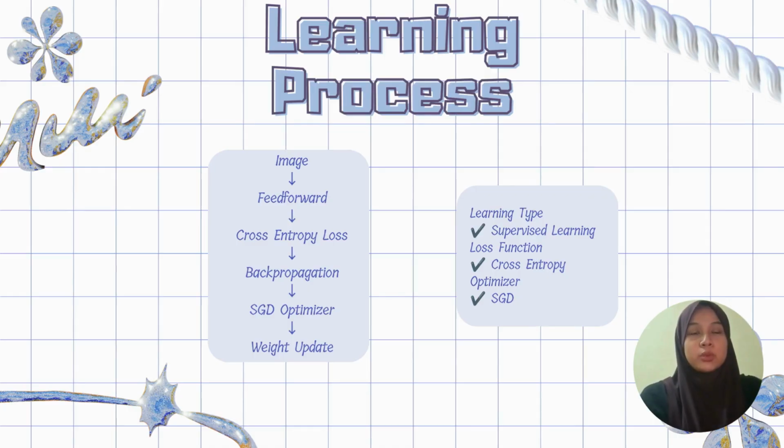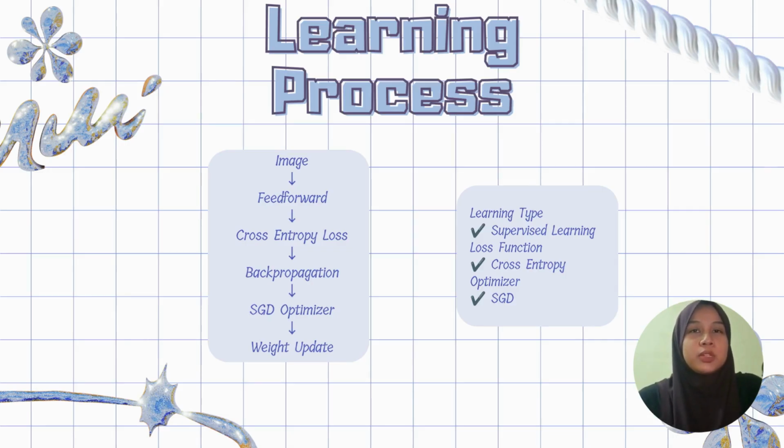So today I will explain about the learning process of ResNet. ResNet is trained using supervised learning, which means the model learns from the labeled training images. As shown in the flowchart in the slide, the process begins by feeding an input image into the network. The image passes through the feed-forward process, where the network extracts features and produces a prediction.